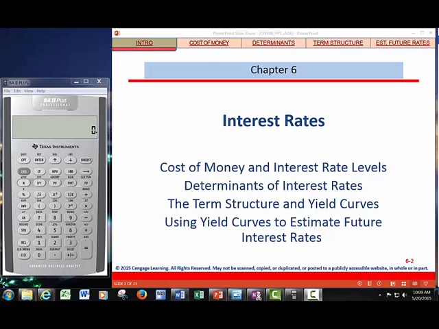So the main objectives for Chapter 6 are for you to be able to list the various factors that influence the cost of money. The second objective is to discuss how market interest rates are affected by borrowers' need for capital, expected inflation, different securities risks, and securities liquidity. And the third objective is for you to be able to explain what the yield curve is, what determines its shape, and how you can use the yield curve to help forecast future interest rates.